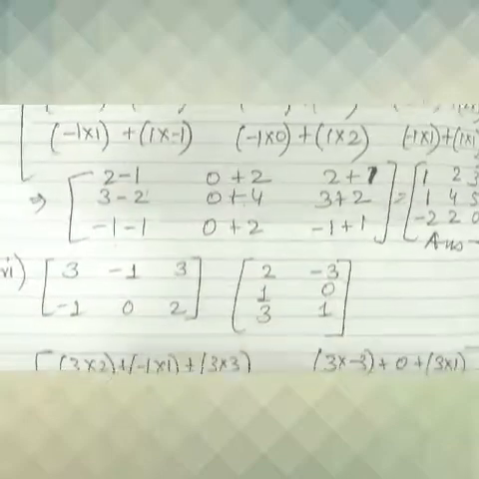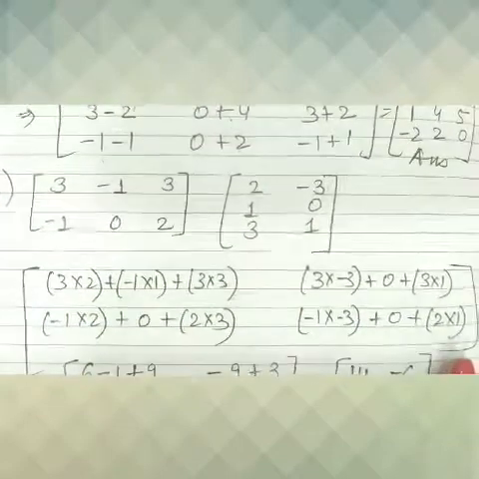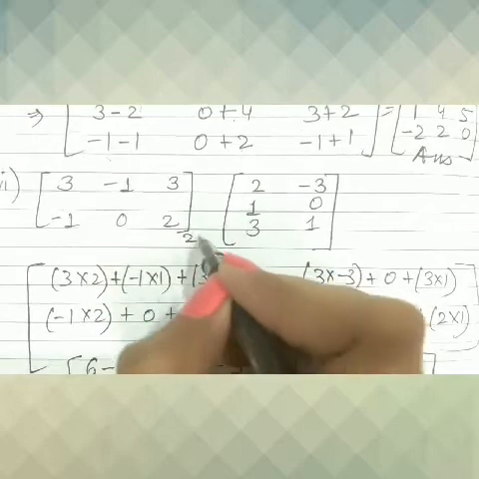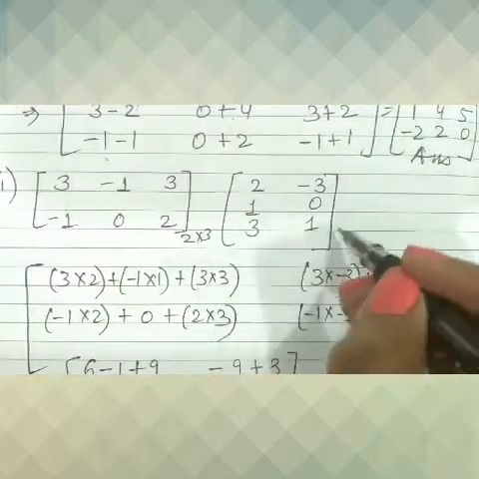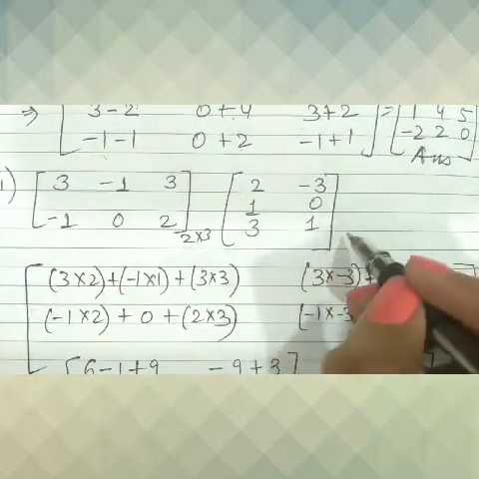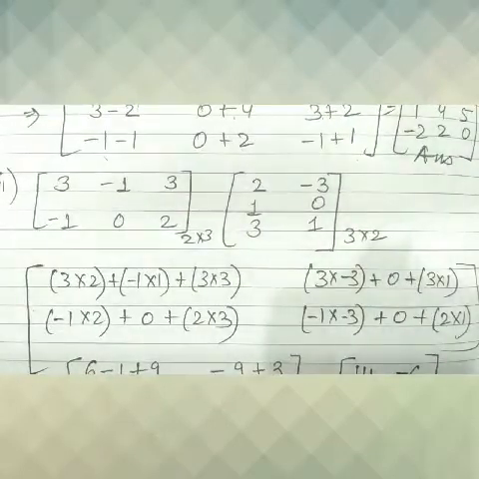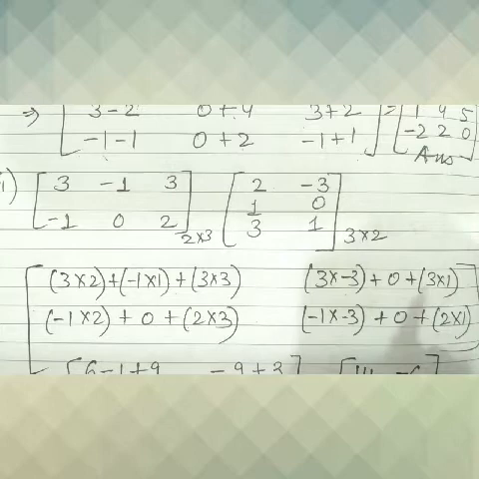In the next question, given matrices: the first matrix is of order 2 into 3, and the second matrix is of order 3 into 2. So our resultant matrix will be of the order 2 by 2.